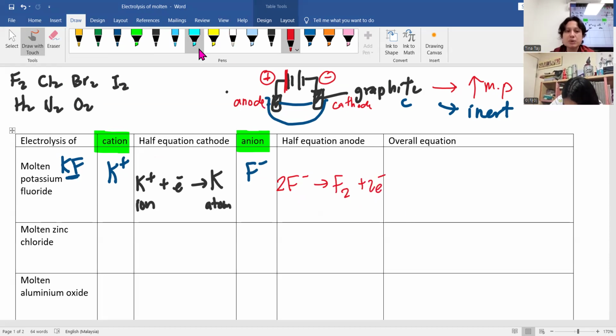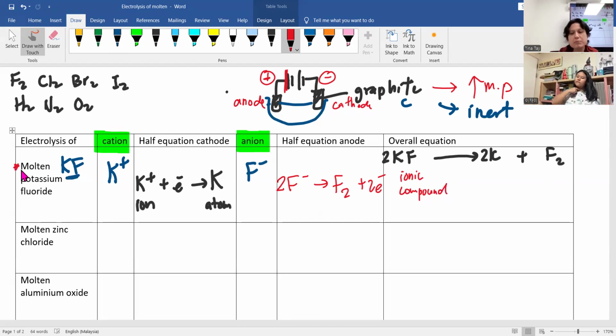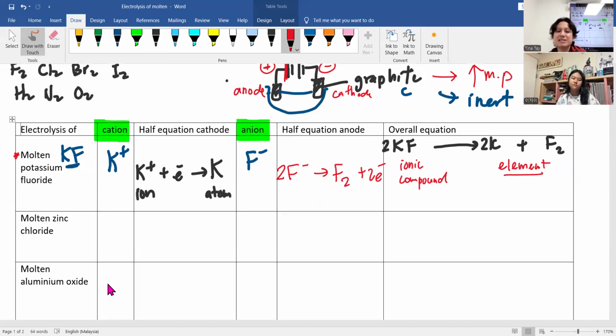So my overall equation is I start out with potassium fluoride, an ionic compound. It changes back to become element and element. Balance the equation 2, 2. So remember, this is an ionic compound. It is in molten form. I change it back to its element using electricity. Can you understand? Okay. So, please do the rest.